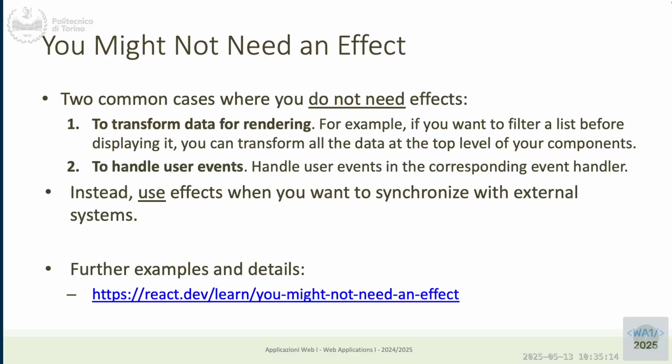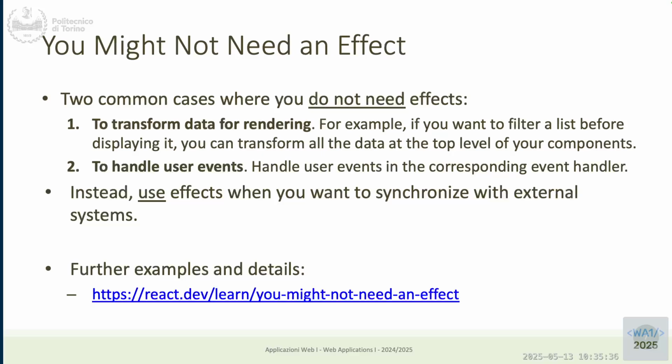It is also a consequence of the fact that, as a rule of thumb, state variables should be independent. You should never have a dependent variable, otherwise you didn't plan your state very well. And the second case, what we were seeing right now with the upvote functionality, is don't use effect to handle user events.